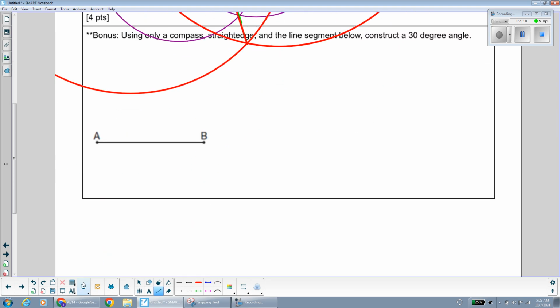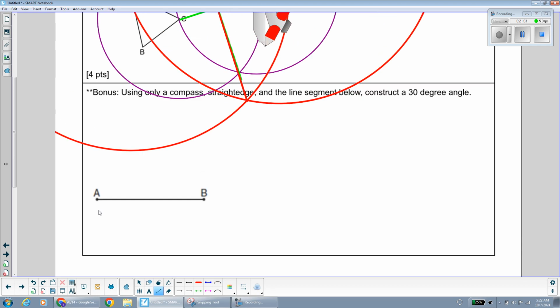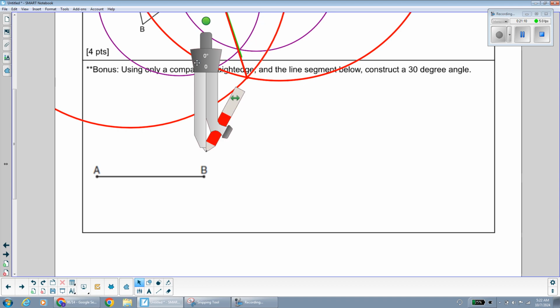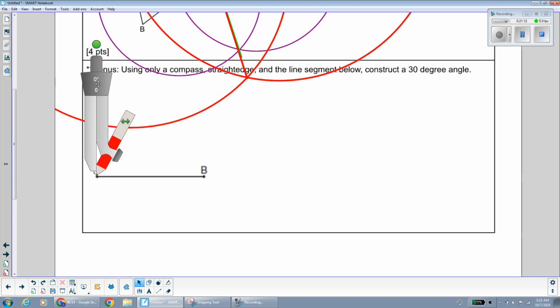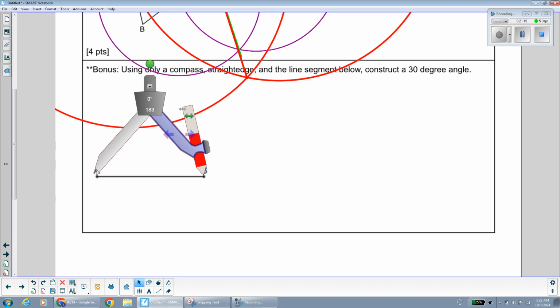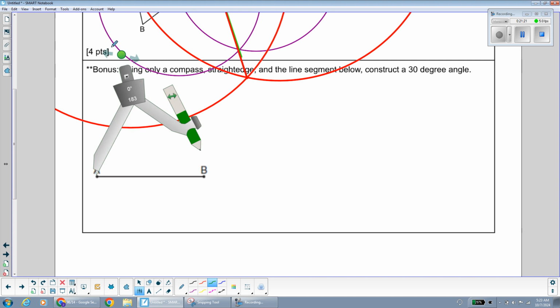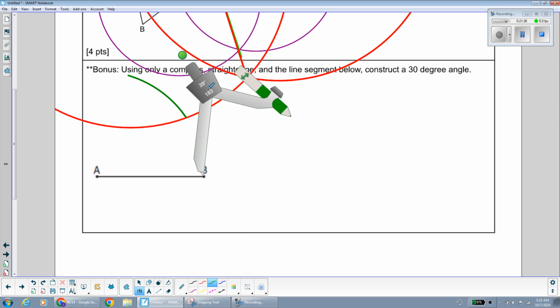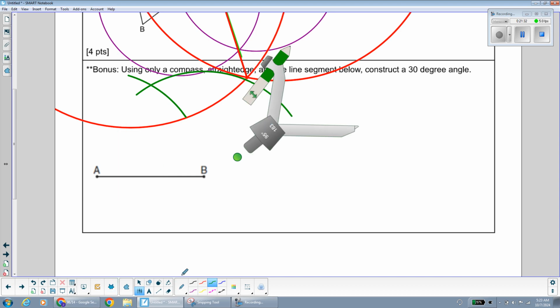Okay. Over here for the bonus, we're going to be constructing a 30-degree angle. So I can get a 30-degree angle from a 60-degree angle, and I can get a 60-degree angle from an equilateral triangle. So I'm just measuring the length of this line segment. And you can make full circles, but I'm just making little arcs. And those were both made using the length of AB. So this is now an equilateral triangle.